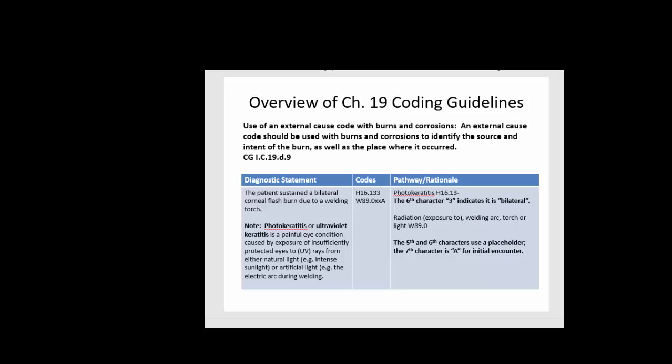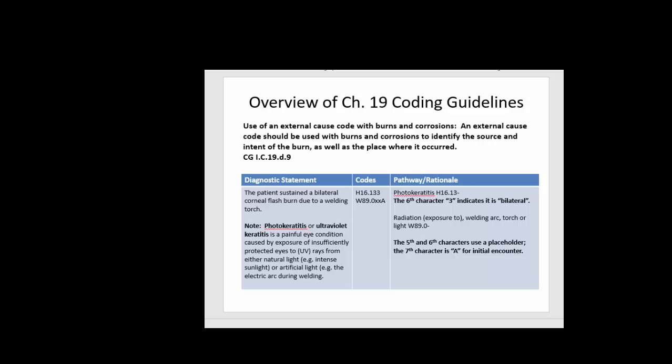And look for that code. So if you're reading a chart and it says the patient sustained a bilateral corneal flash burn, you're going to remember a corneal flash burn is photokeratitis. Snow blindness is another photokeratitis diagnosis. Photokeratitis takes us to H16.13, and the 3 as our 6th character says it's bilateral. And then the radiation, there is a specific code.